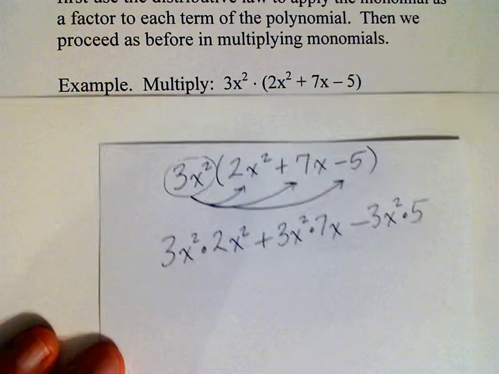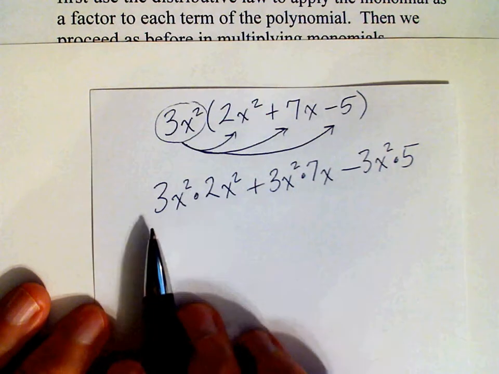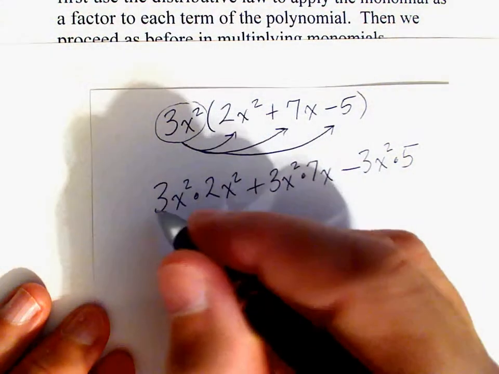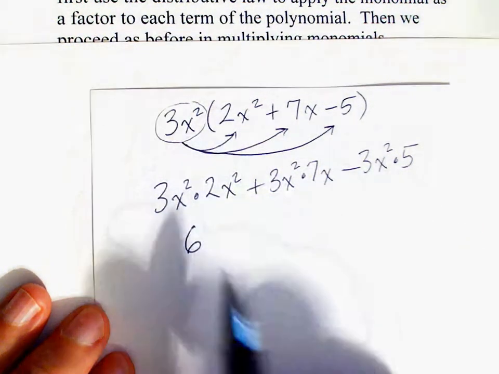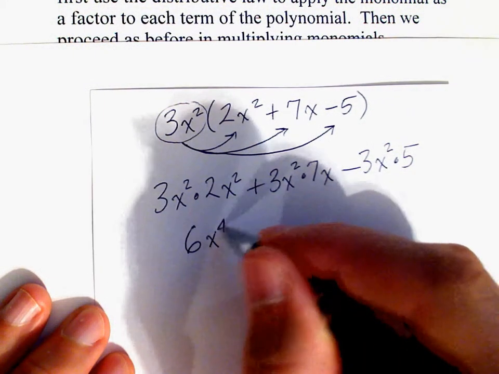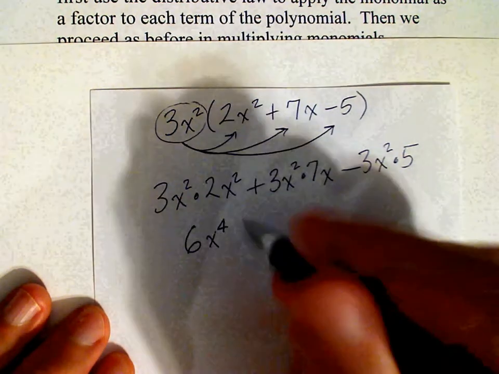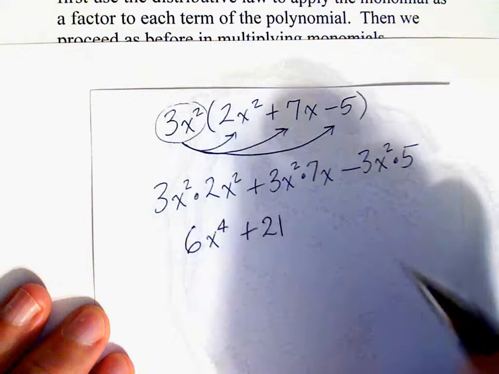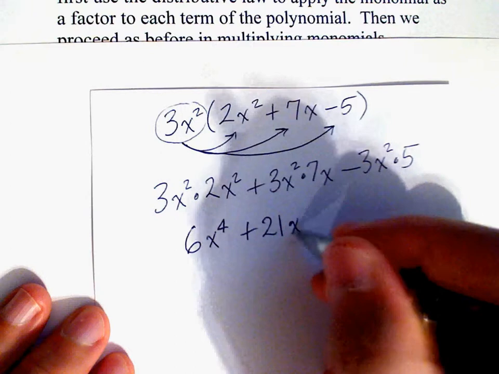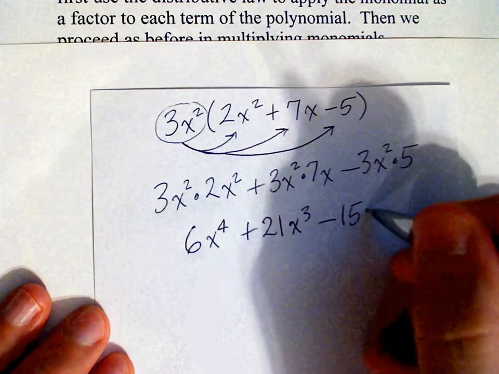Now we have some monomials to multiply. Remember, in multiplying monomials, we just multiply the coefficients and add the exponents. So multiplying coefficients here gives us 6, and then adding the exponents on the variable gives us the correct exponent, which is 4. Here we have 3 times 7, which is 21, and then adding exponents gives us 3 factors of x, x to the third, and here we just have 15x squared.